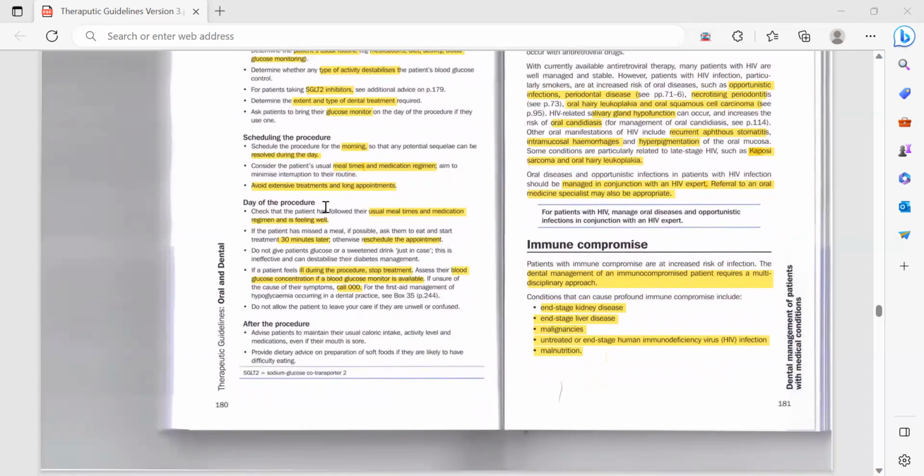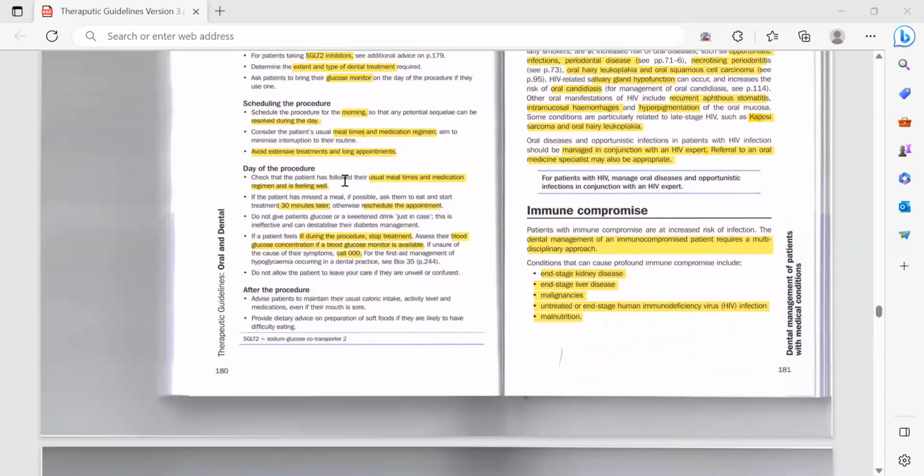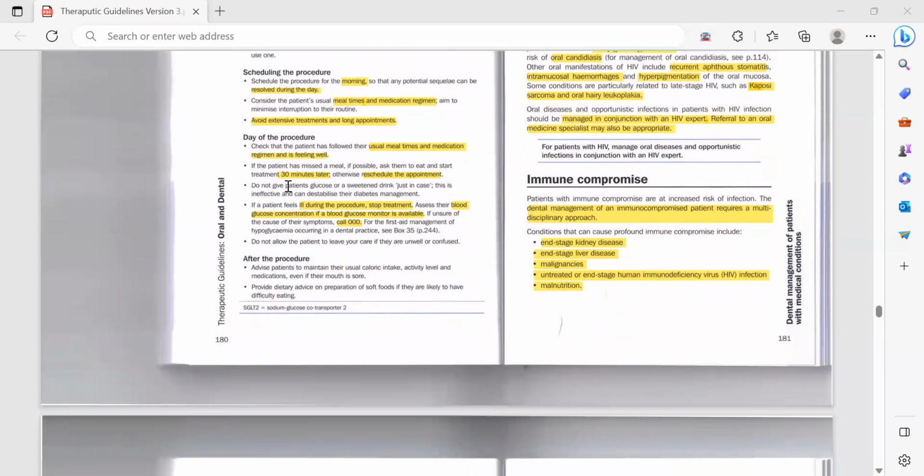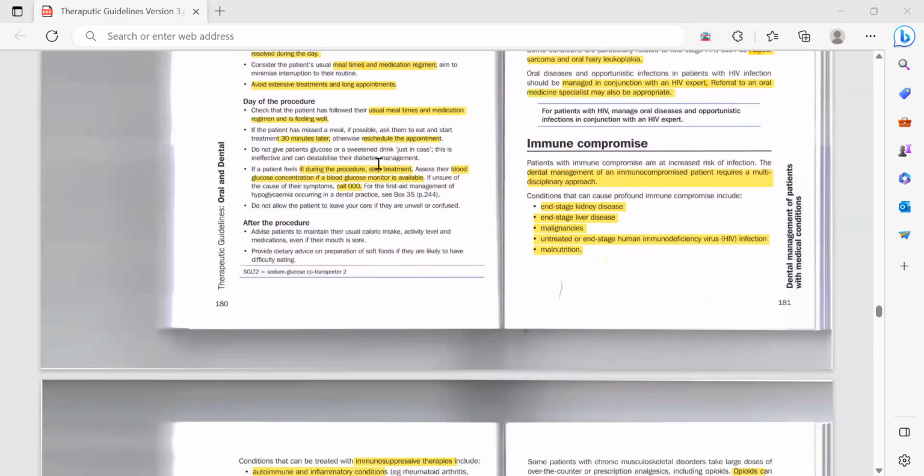On the day of the procedure, you need to check whether the patient has taken their meal and their medication, and how well they are feeling. If the patient has missed a meal, you can ask them to eat and wait for 30 minutes, otherwise reschedule the appointment. Do not give the patient glucose or any sweetened drink just in case. This is ineffective and can destabilize their diabetic management.